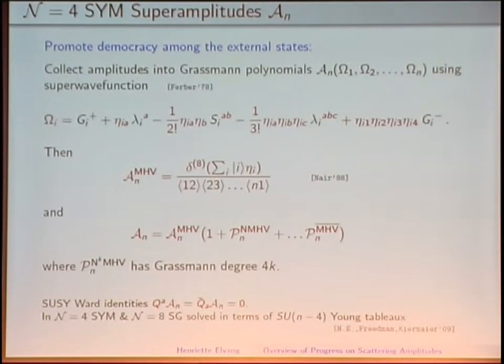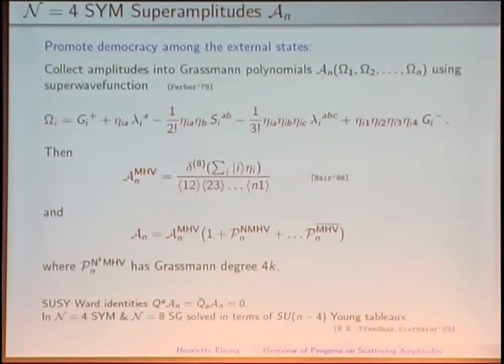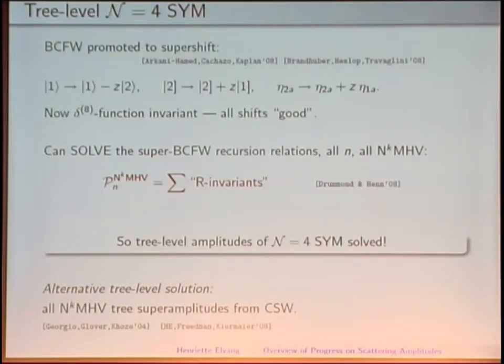How does this help us? Well, it helps us in that we can promote the BCFW shift to a super shift. And now the delta function, the Grassmann delta function that sits here, is invariant under that shift, and only things in the denominator might shift. And that way, all the shifts are actually good. And this extends to all the N^kMHV amplitudes.